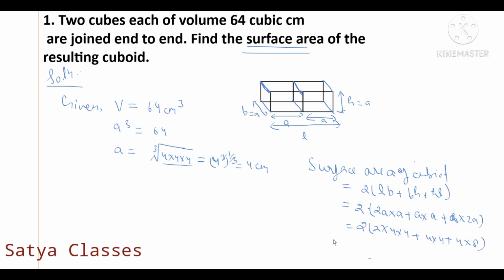Then add them and you will get the answer. 2 times 4 is 16, 16 into 2 is 32, plus 4 into 4 is 16, plus 4 into 8 is 32. So 32 plus 32 is 64, and 64 plus 16 you will get 80. So the answer is 160 centimeter square. If you are not understanding how I'm doing this, pause the video and try to solve this question in your copy. So moving to the next question.